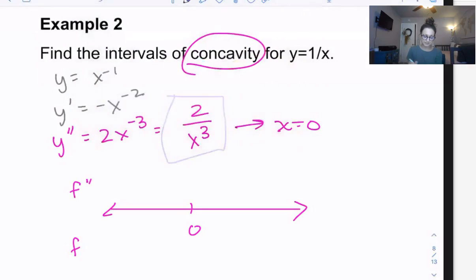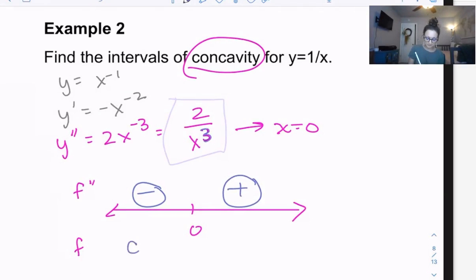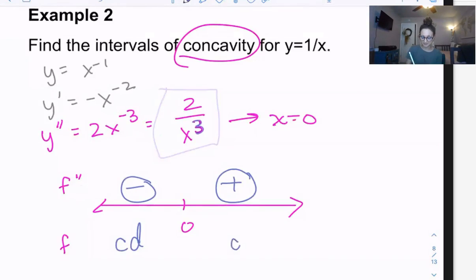So if I plug in -1, I'd get 2 over -1 cubed, which is -1. My multiplicity on the x, even though it's in the denominator, I can check it, it's odd. Odd is opposite, so I'm going to switch there, okay? So f is going to be concave down for -infinity to 0 and concave up from 0 to infinity.